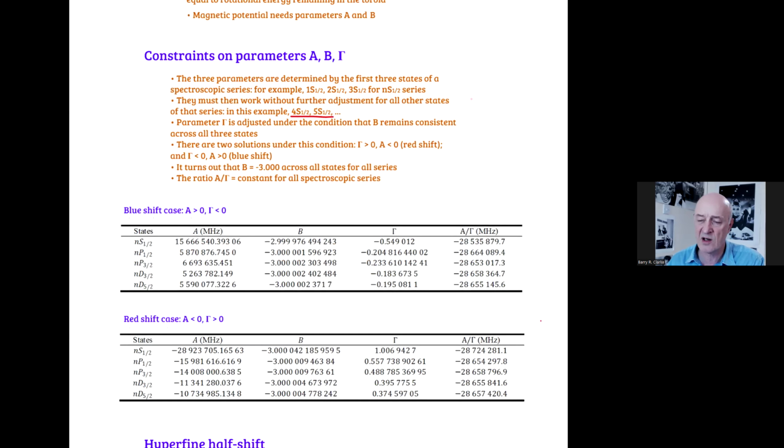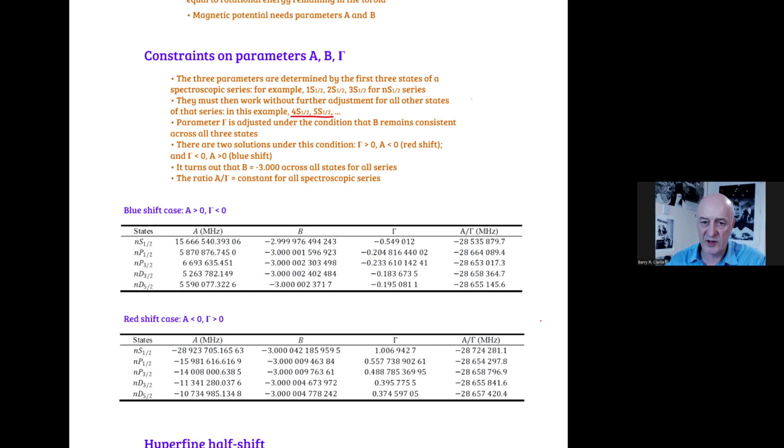And that's the case with all the spectroscopic series. The parameter set is locked on the first three states, and then they have to work on the rest of them. How do we determine these parameters? What we do is we vary gamma, and what we're looking for is that the value of B across the first three states, when we try to line up with the experimental hyperfine midpoint, remains consistent. That means there's minimum error between them.